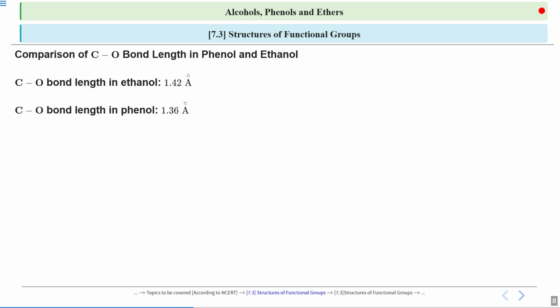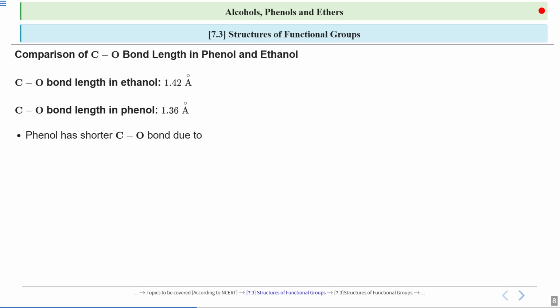And the CO bond length in phenol is 1.36 angstroms. Angstrom is actually 10 to the power minus 10 meters. So the CO bond length in ethanol is 1.42 and in phenol is 1.36 angstrom. Now, phenol has a shorter CO bond length due to the following reasons. You can clearly see the CO bond length in phenol is smaller than in ethanol.